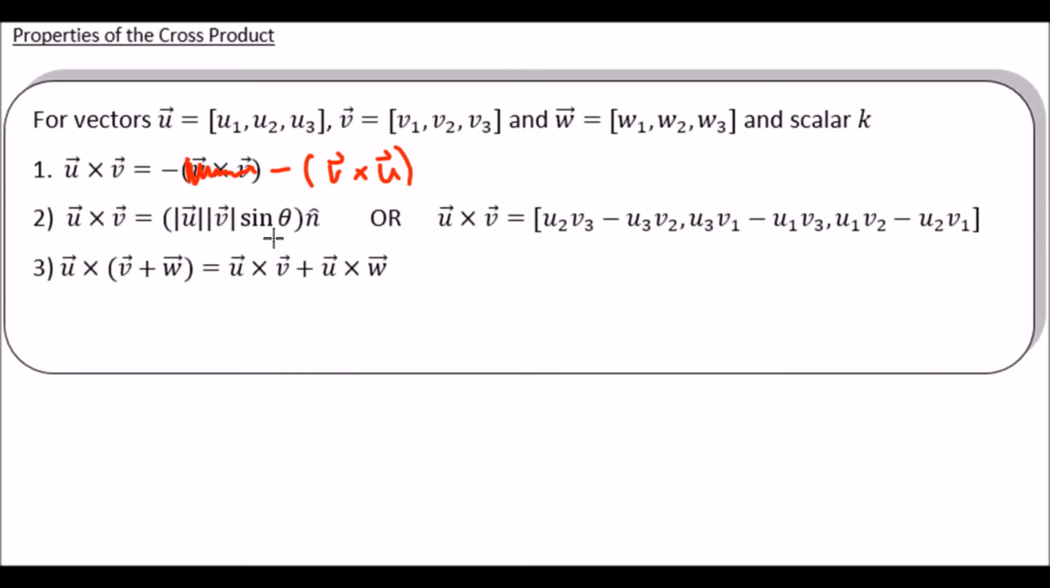If I give you u cross v, to calculate it using geometric vectors, again this is a geometric vector formula here, magnitude of u, magnitude of v, sine theta, and then n hat again. n hat is either going into the page or out of the page, or we can use this formula here, which we'll be doing the majority of the time because this is for our Cartesian vectors. Finally, u cross (v plus w), we can distribute that u, so u cross (v plus w) is u cross v plus u cross w.